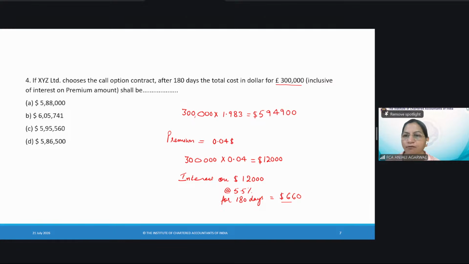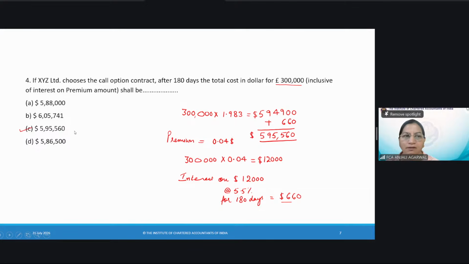So 594,900 plus 660. Therefore, the total dollar outflow will be $595,560. If we look at the interest, together with interest, we will have 595,560 as the dollar outflow.